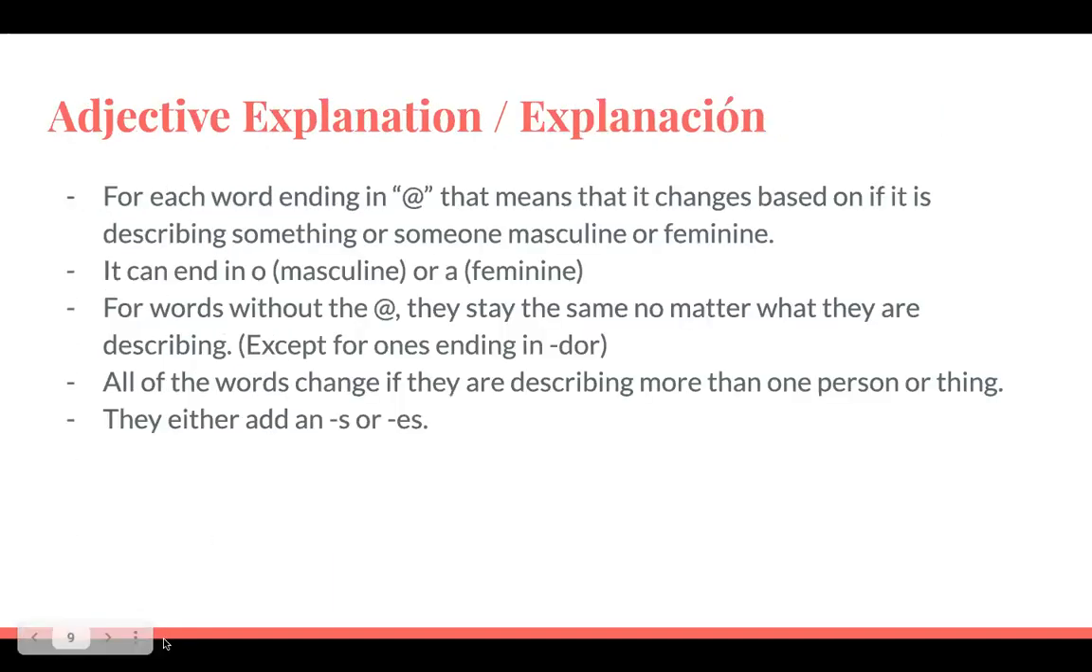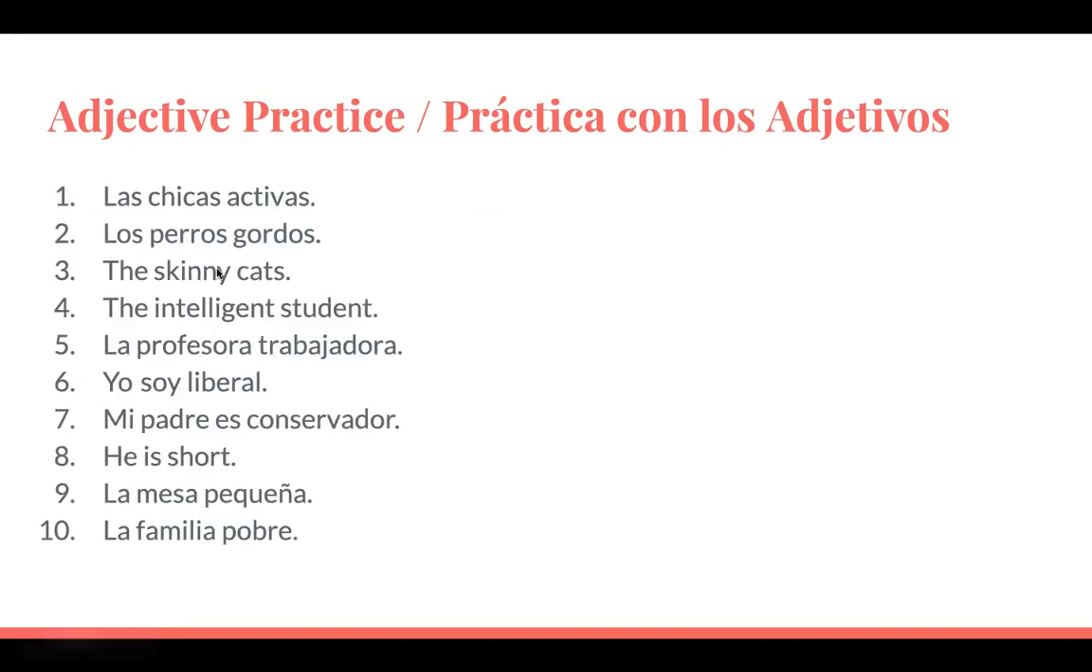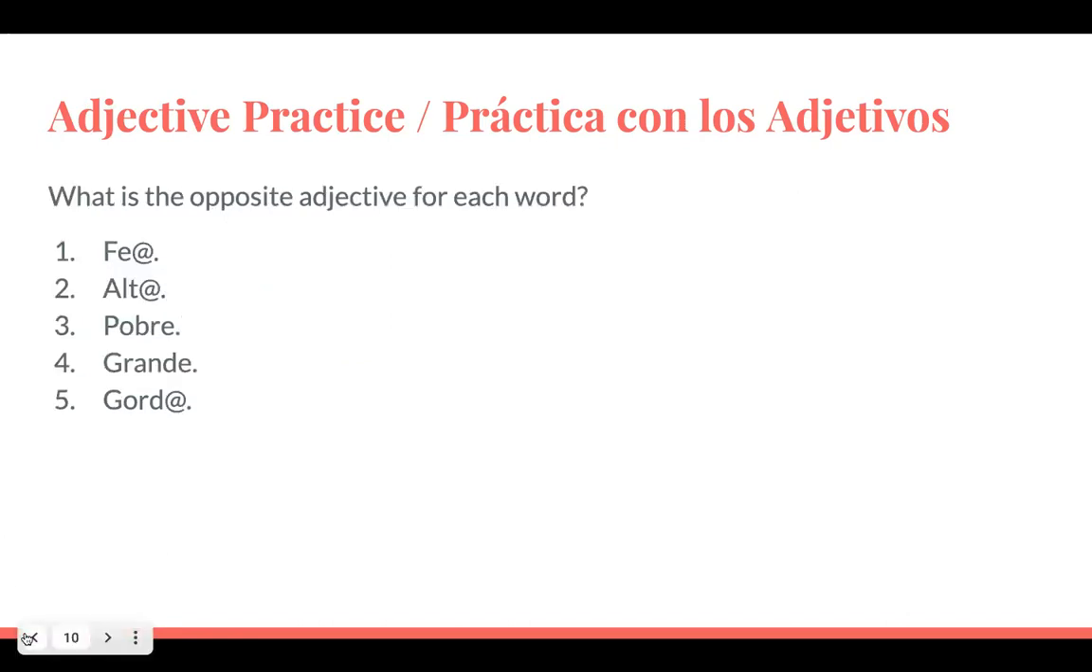So do you feel like you would like to do some practice with these? I mean, I just have these and you would just translate them. How do you feel about that? Okay, sure.